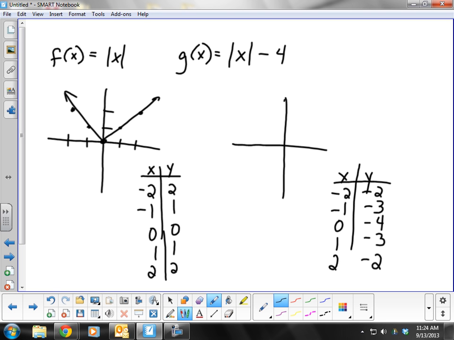So instead of being at 0, 0, I've moved down 4, so I've got this point 0, negative 4. And then at negative 1, I'm at negative 3. And at negative 2, I'm at negative 2. At positive 1, I'm at negative 3. And at positive 2, I'm at negative 2. So my overall effect was that I moved the entire graph down 4 units.